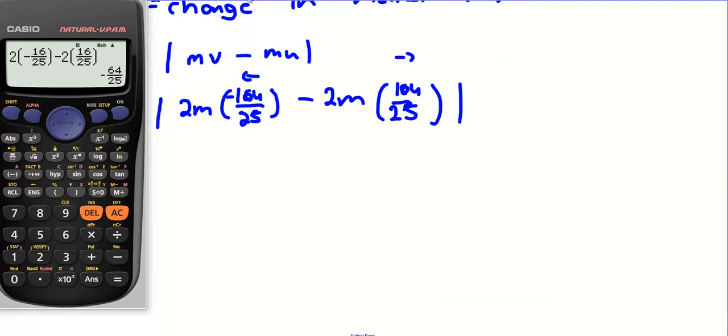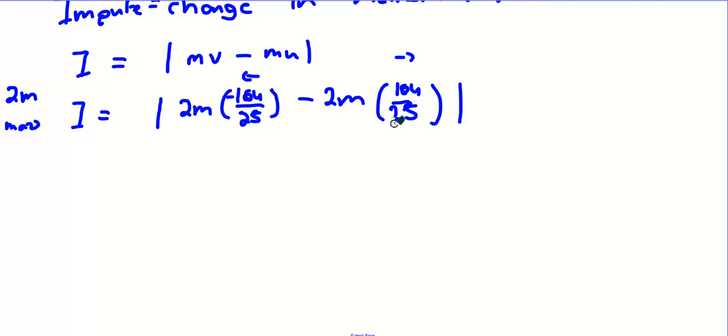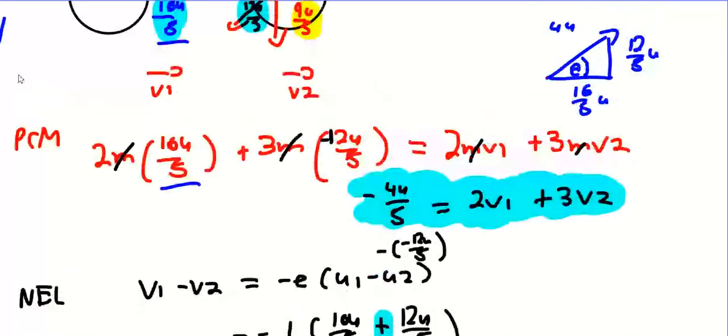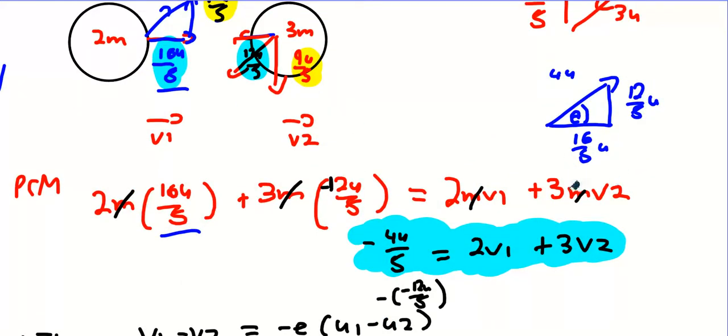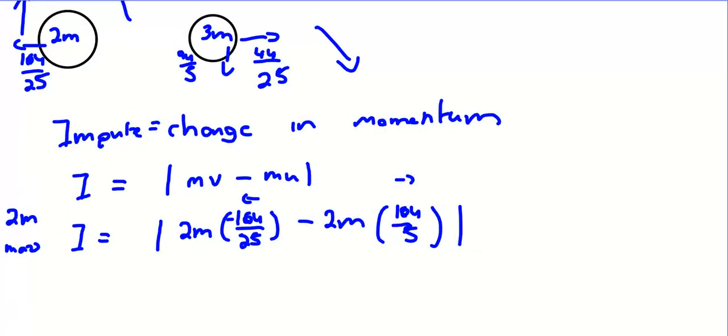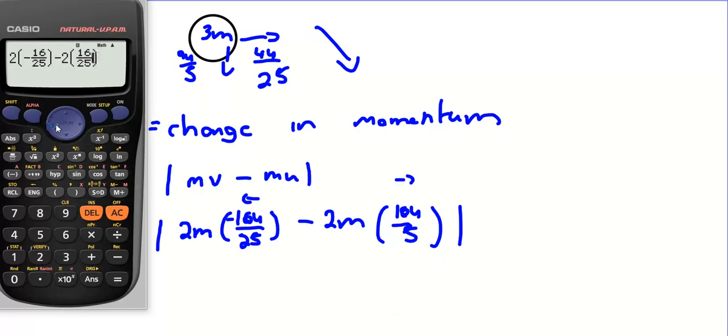Sorry guys, this is actually a 5, not a 25. 16u over 5. Remember at the start, there it is, 16u over 5 at the beginning, not 16u over 25. So that was why it didn't work out there. So let's try this again. 16u over 5. There we go, 192 over 25 mu.